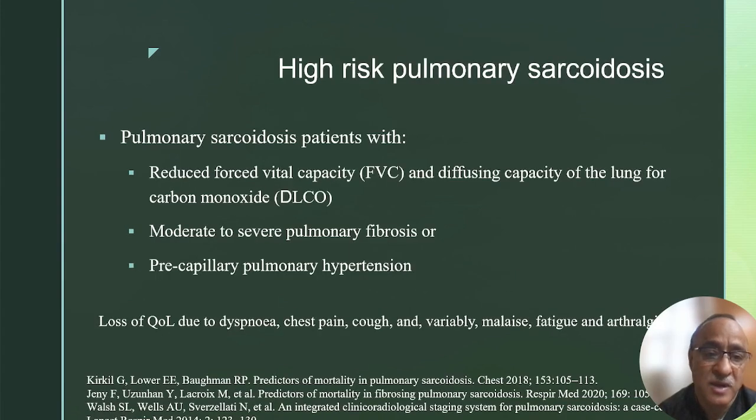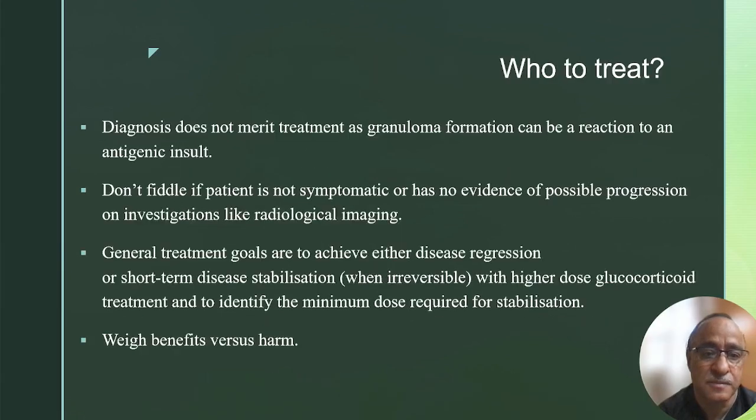Who is having a high-risk pulmonary sarcoidosis? Patients who have evidence of lung function decline in the form of reduced FVC percent predicted or DLCO reduction. Those who have moderate to severe pulmonary fibrosis on imaging of the chest, or those who have precapillary pulmonary hypertension. The loss of quality of life generally occurs because of dyspnea, chest pain, cough, and variably because of other symptoms like malaise, fatigue, and arthritis.